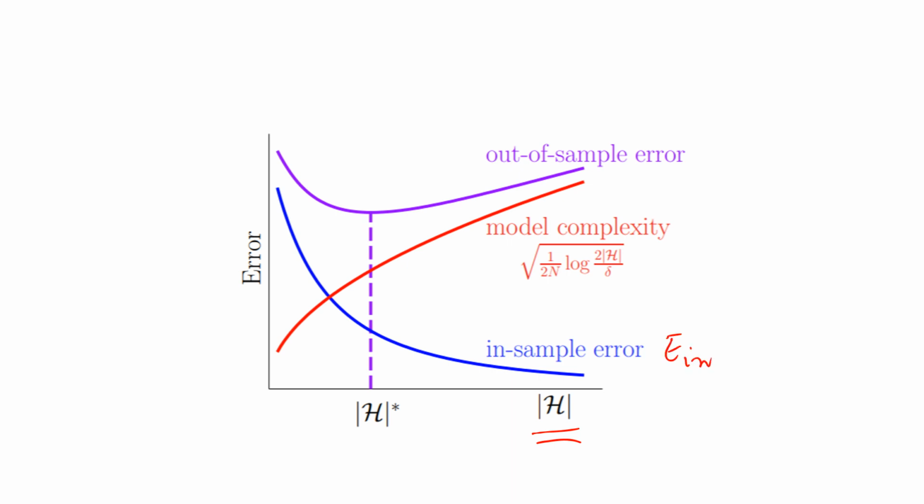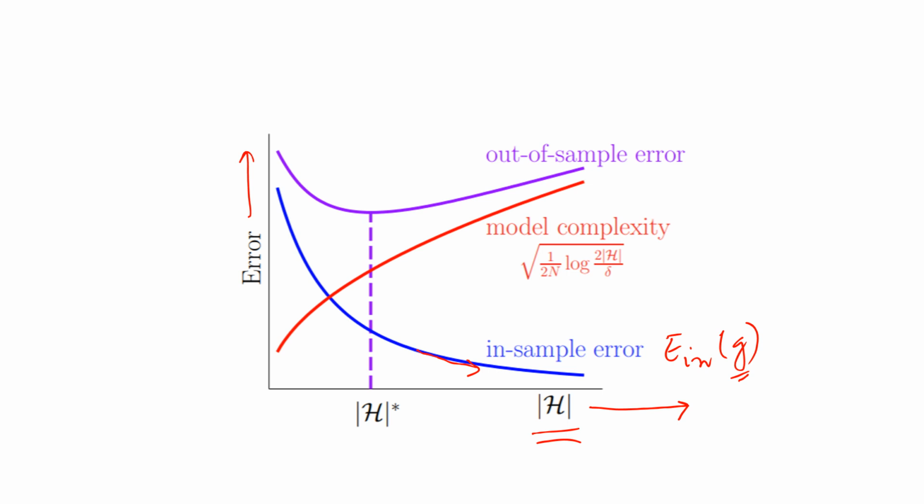This is essentially E in of g. That's the blue curve. So what's happening is, as my H is increasing, this is how the error is increasing. As the cardinality of my hypothesis set increases, it is more likely that we will find a final hypothesis g that has lower in sample error, which is why the overall behavior of the in sample error is this blue curve, that it keeps going down as I have more and more to select from.